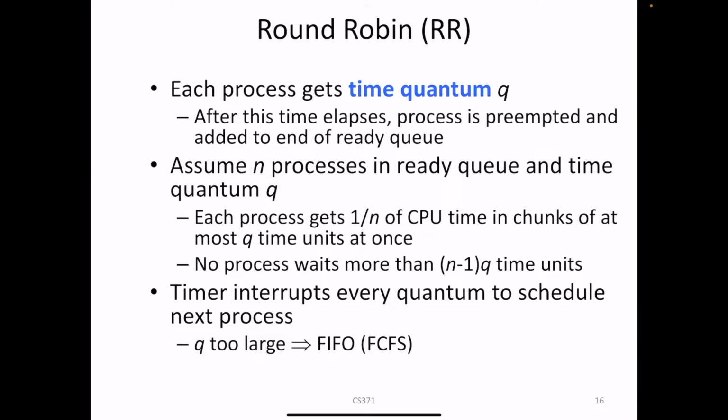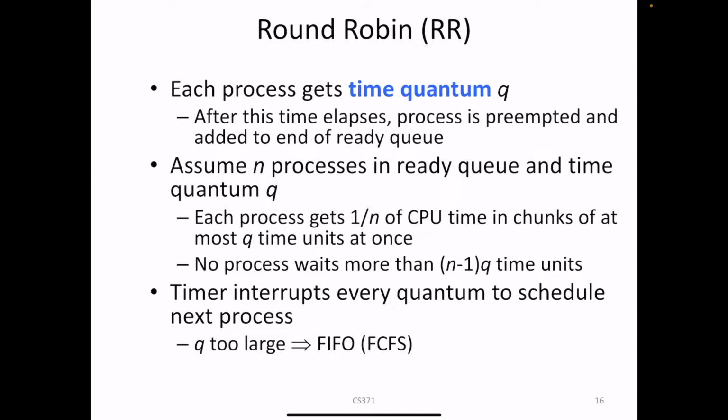After the time quantum elapses, a process is preempted and added to the end of the ready queue. So no matter whether the process finishes its execution or not, as long as the process finishes its time quantum, the process will be moved out of the CPU and placed at the end of the ready queue. And then you may ask, why can round robin be widely used in the real world? Because it has the following properties.